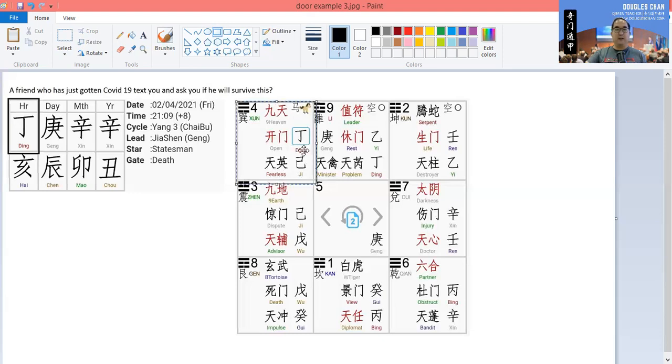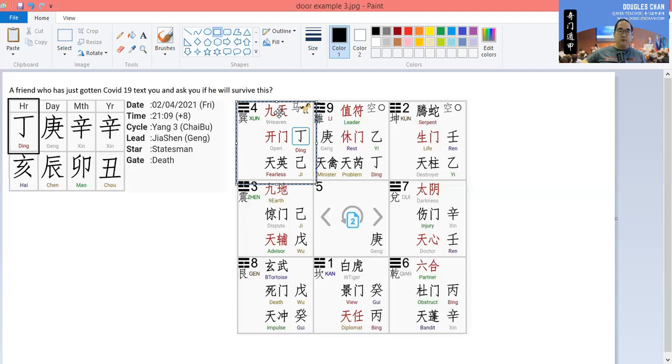So the thing is in box number 4. Representing the symbols are Nine Heaven, Open, and Fearless. There's a horse over here, telling us that something is not stable. The answer is telling us that Open Door is actually a very good door to be associated with, and Nine Heaven is also a very good symbol to take reference from.